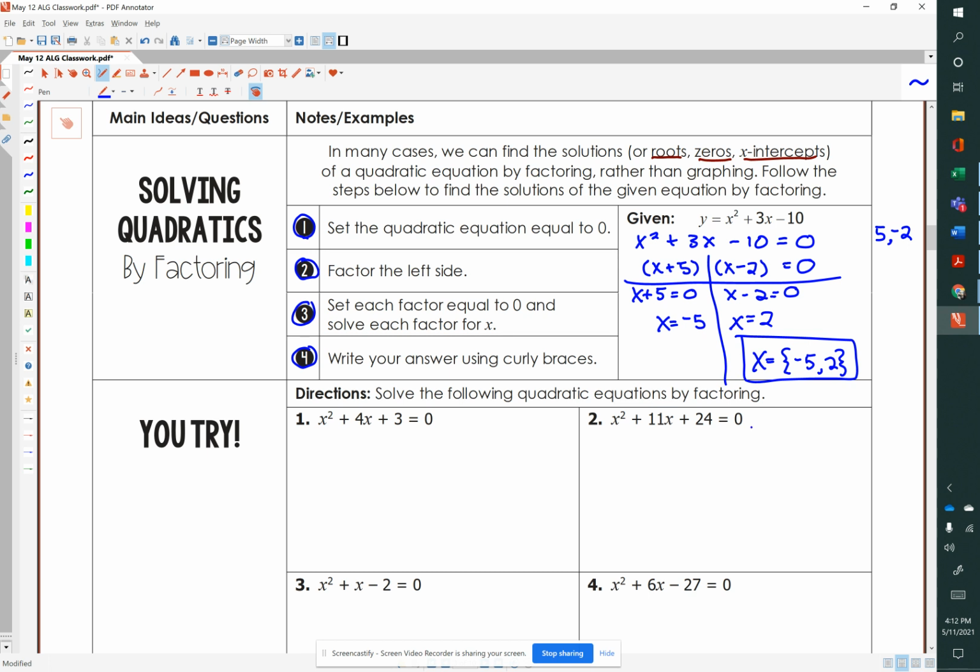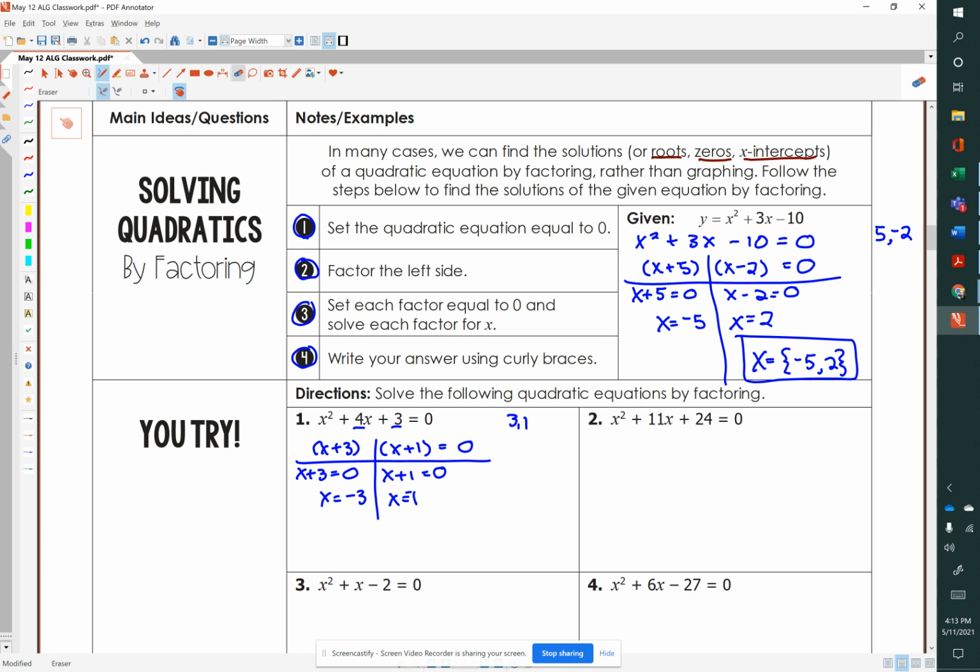So number 1, we need two numbers that add to 4 and multiply to 3. They're going to be positive and positive, so it would be positive 3 and positive 1. So that would be x plus 3 and x plus 1 equals 0. So x plus 3 equals 0, x plus 1 equals 0. On the left side, x equals negative 3. On the right side, x equals negative 1.